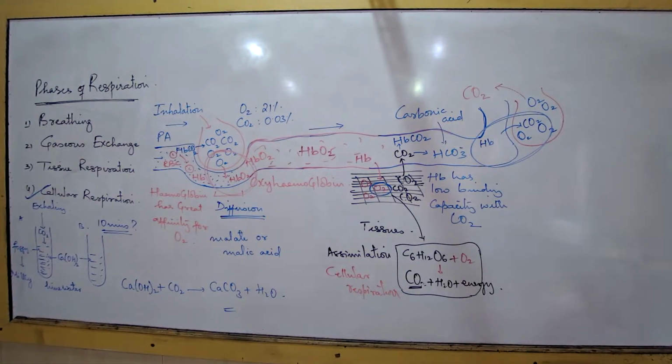Malic acid, when reacts with carbon dioxide, gets converted to other forms of carbohydrate, majorly glucose. Full stop.